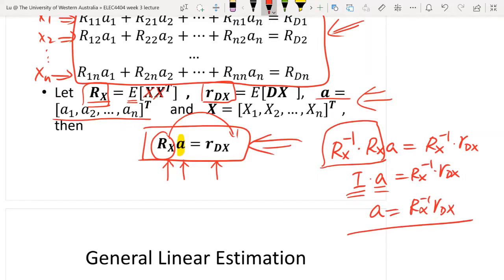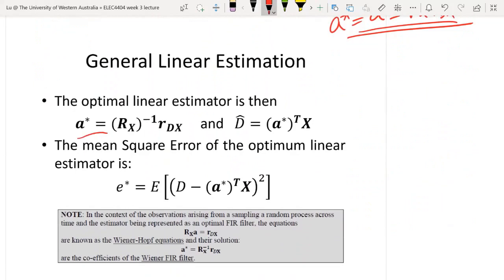Because we derived this from the orthogonality principle, if something satisfies the condition of the orthogonality principle, the mean square error must already have been minimized. In other words, if you derive this A from the orthogonality principle, this A must already be the best coefficient of this estimator. So this is actually the optimal A value. Of course, a vector. So you can see the optimal linear estimator vector is equal to this expression.